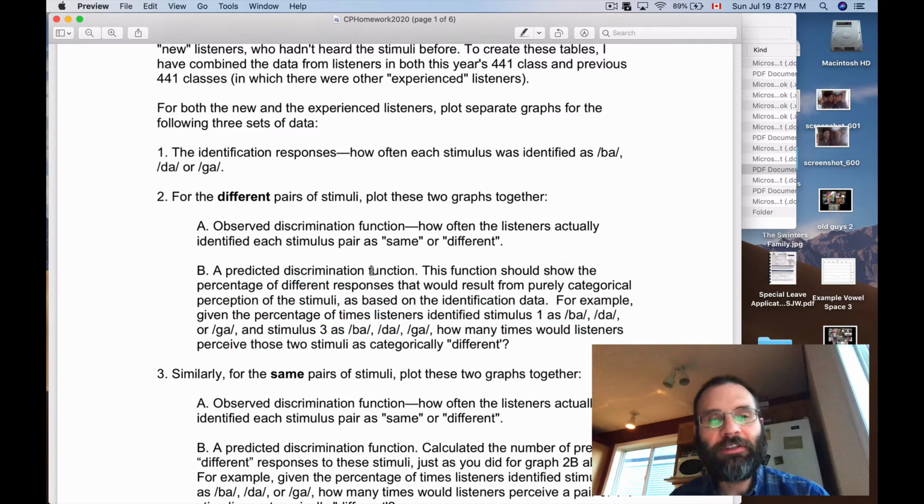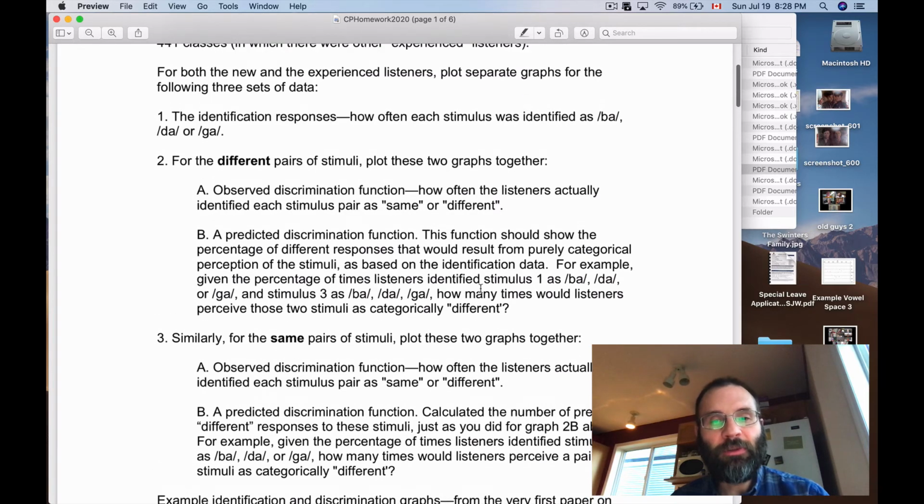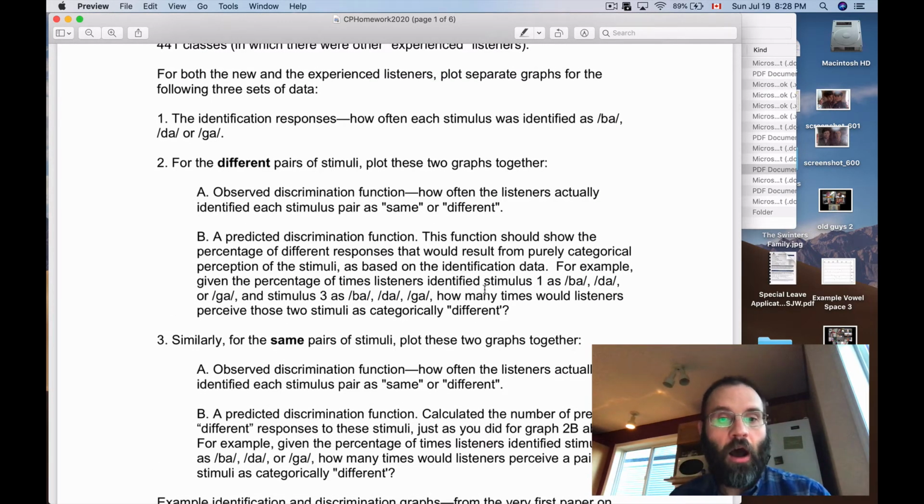So this is a predicted discrimination function. This function should show the percentage of different responses that would result from purely categorical perception of the stimuli based on the identification data. So for example, given the percentage of times listeners identified stimulus 1 as ba, da, or ga, and stimulus 3 as ba, da, or ga, how many times would listeners perceive those 2 stimuli as categorically different? And to do this, just walk through the math as it's presented in the lecture and then in the video on the lecture too.